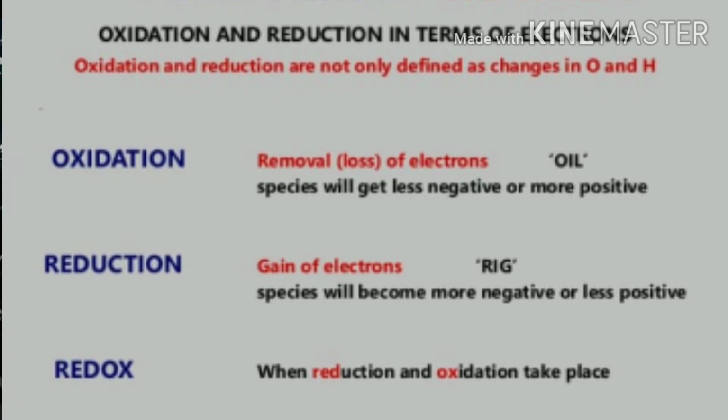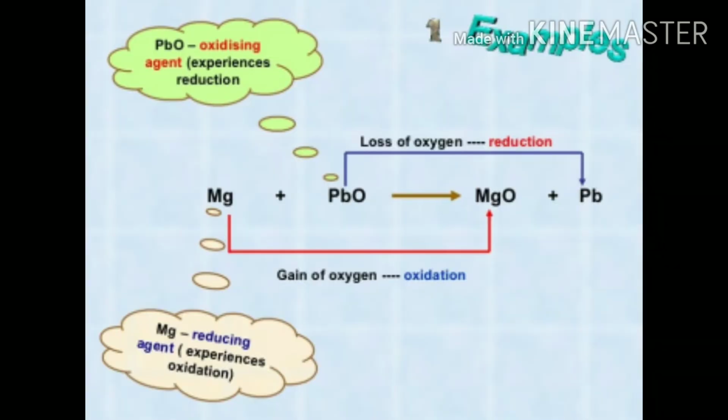Now let us take some examples to get the concept clear. The first example is a reaction between magnesium and lead oxide to give magnesium oxide and lead. In this reaction, you can see that magnesium has gained oxygen and changed to magnesium oxide. That is, it has undergone oxidation. Whereas lead oxide has lost oxygen to form lead. That is, it has undergone reduction.